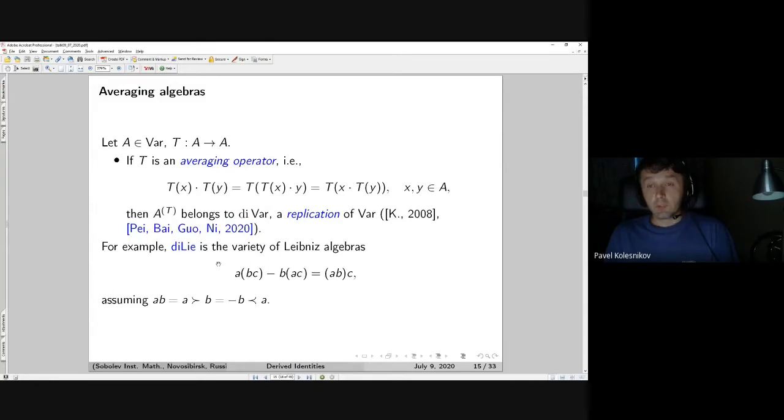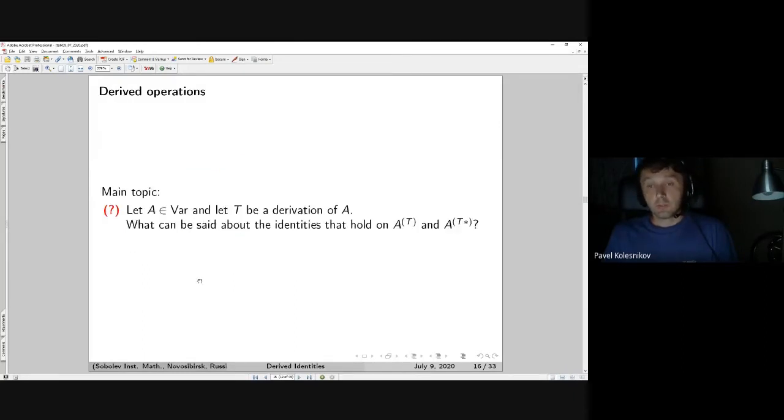An example of replication is also well known. The replication of Lie algebras is exactly the variety of Leibniz algebras, often considered as non-anti-commutative analogs of Lie algebras. Again, the replication has two operations, but in the Lie case, we may replace them with a single one. So we have two cases when the answer is known: Rota-Baxter operators and averaging operators.